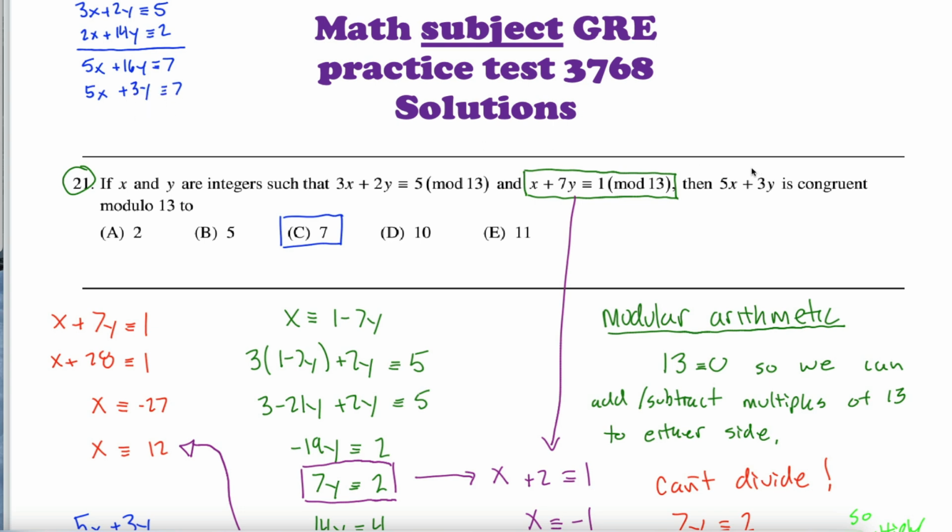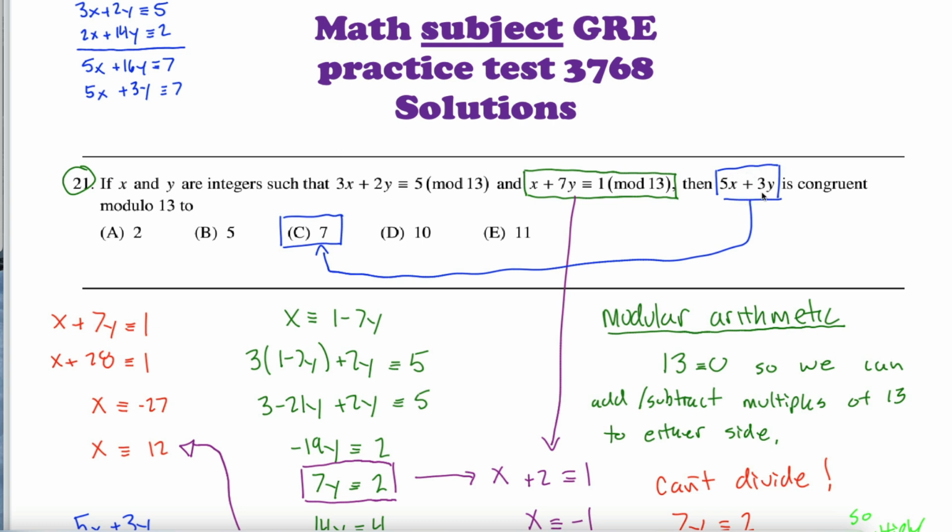Wait a minute, 5x plus 3y, that's exactly what the question is asking for. Kyle was able to figure out that the answer is 7 without ever figuring out what x or y themselves were congruent to. All right, I think that's pretty cool. You might argue that Kyle got a little bit lucky, right?